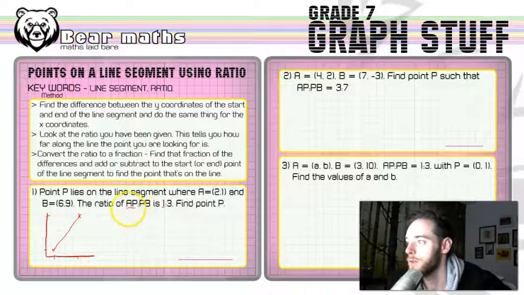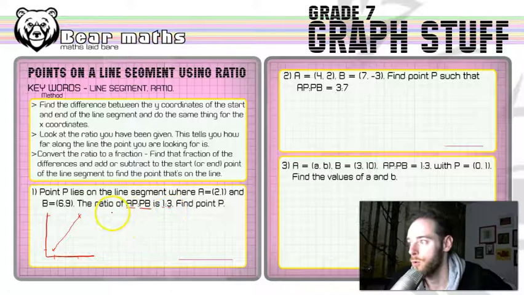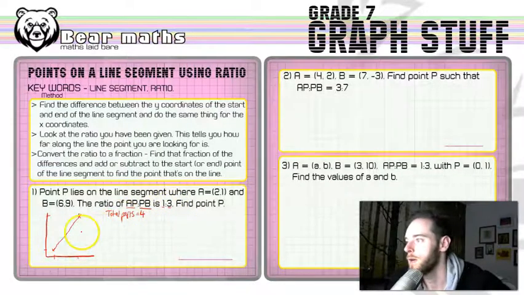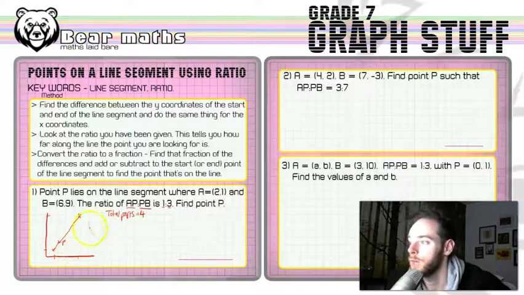To get from A to P is one part of the total. To get from P to B is 3 parts of the total. Now the total parts is 4. So I'm going to write down total parts equals 4, because that's what the ratio adds up to. Now we know that it's 1 part out of the 4 parts to get from A to P. So P is roughly going to be around here somewhere. It's 1 part out of the 4 parts, and 1 part out of 4 is a quarter.